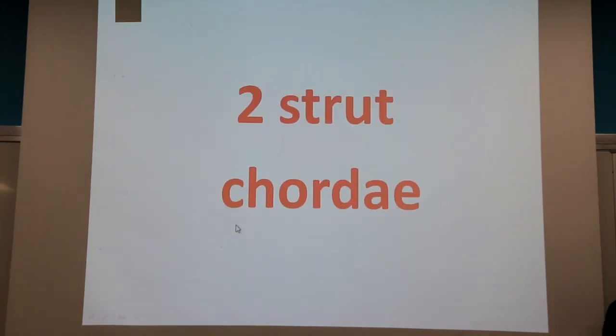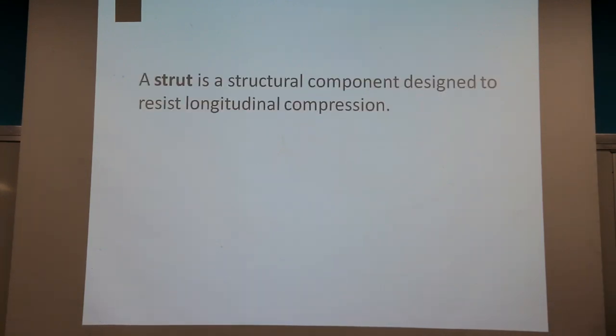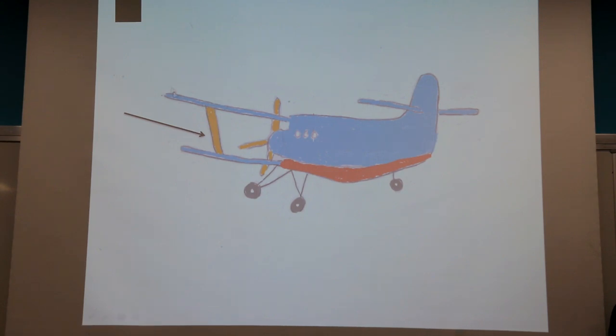Two strut chordae. Here are the two big, thick strut chordae. Strut chordae are characteristic of the anterior leaflet of the mitral valve. There are no strut chordae in the posterior leaflet of the mitral. What is a strut? A strut is a structural component designed to resist longitudinal compression, like this. To resist longitudinal compression, so they stay away from each other.